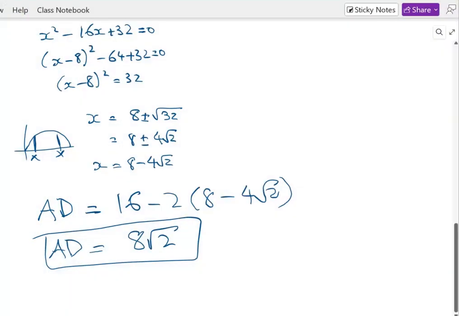All right. I don't know where my OneNote's gone. Right, there we are. So that's that question done. You weren't asked to find the area of the rectangle. You were just asked to find length AD. So it's 8 root 2 is the exact value. You can work out what that is approximately if you want to do that on your calculator.